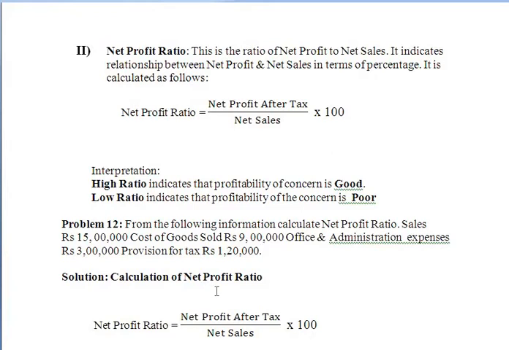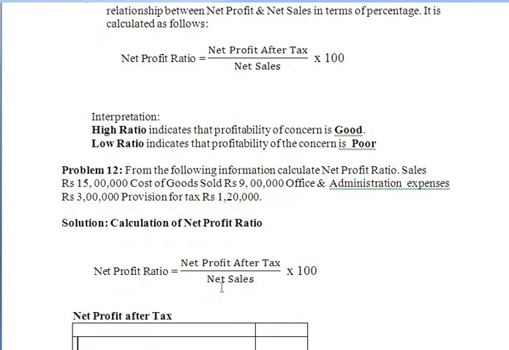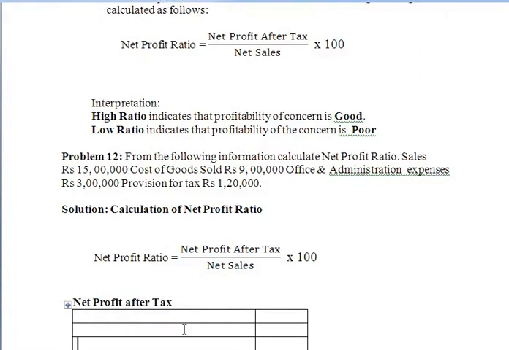So next line, write the solution. Calculation of net profit ratio. Net profit ratio is equal to net profit after tax divided by net sales into 100. Now check which information is available. They have given us the sales, which is nothing but the net sales, because we cannot find any sales return here. So whatever amount of sales is given, that only is the net sales. So we have net sales, but we need to find out the net profit after tax. So how can we find this out?